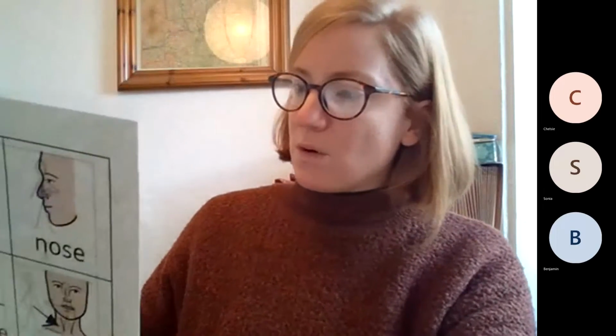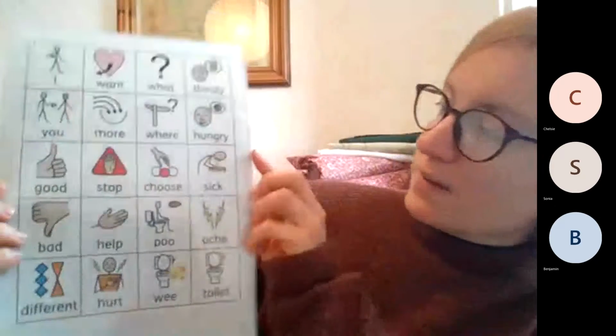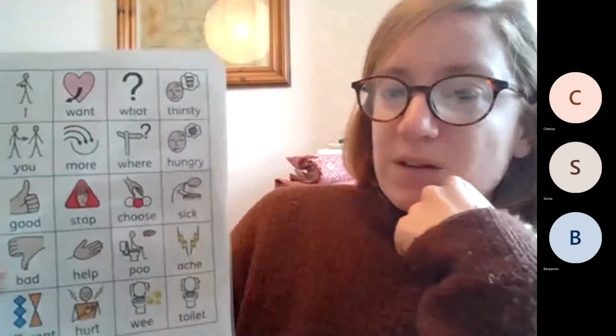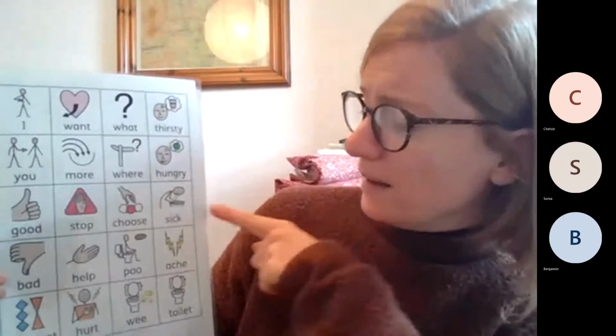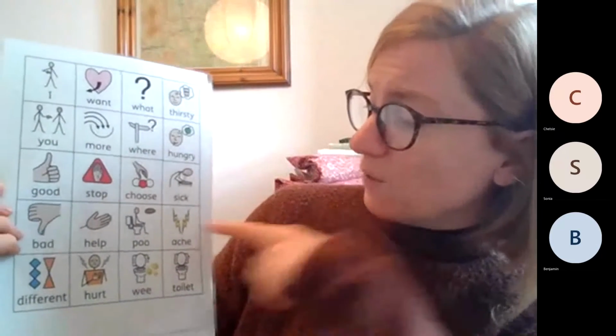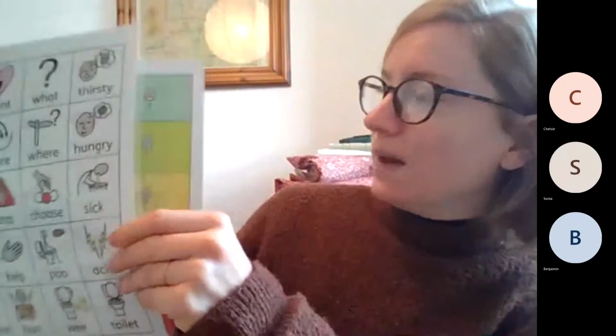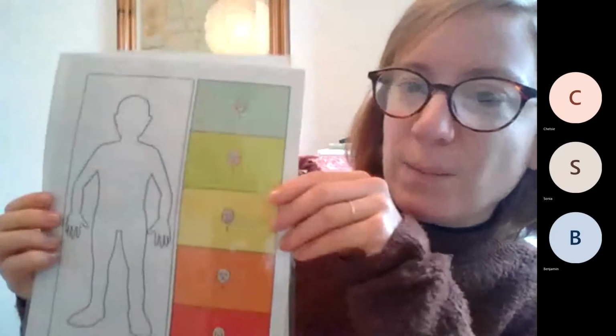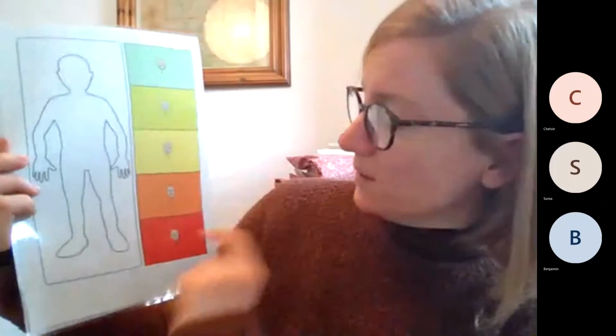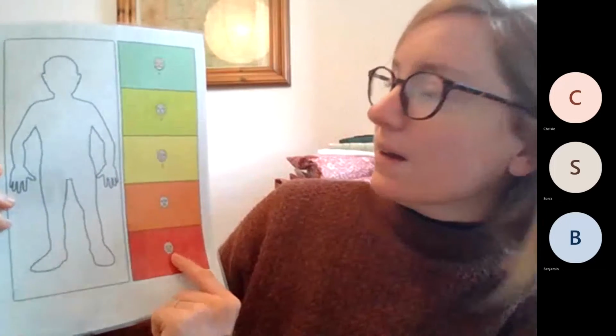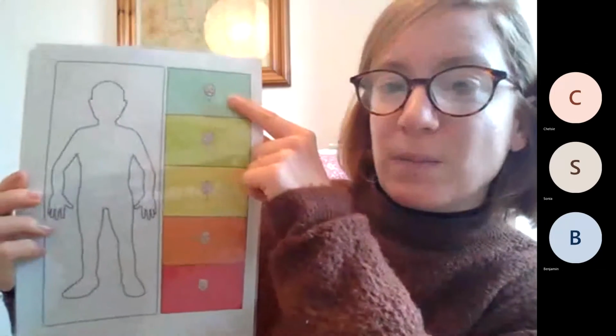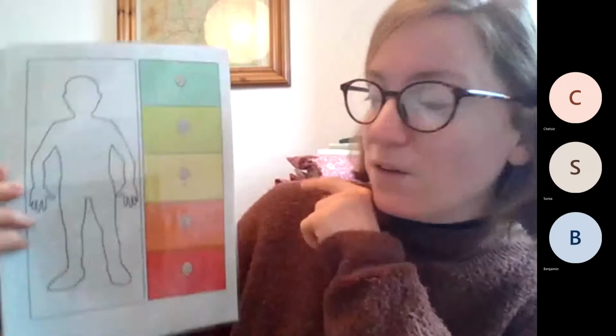And the only other thing I just really quickly wanted to show you was something I put together recently, which was a kind of health aided language display. So it's got some core vocabulary on this side, and then some fringe vocabulary to do with health. So it's got thirsty, hungry, sick, ache, toilet, and we've got wee and poo as well. And then also a visual for a pain chart as well. So it's got kind of 5 and a person crying, all the way up to light green and a person smiling, which would suggest they're not in pain.